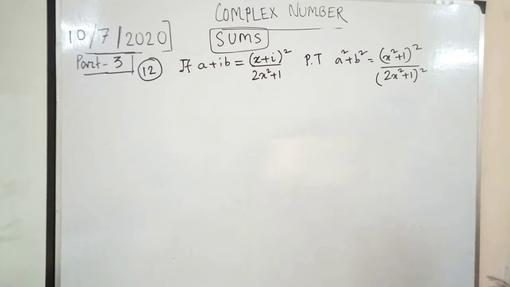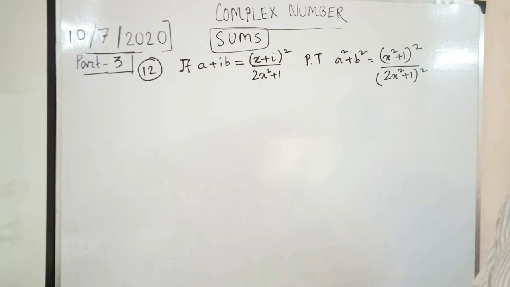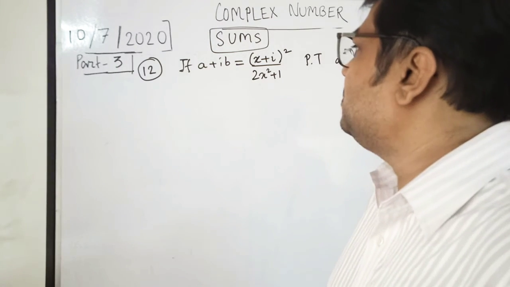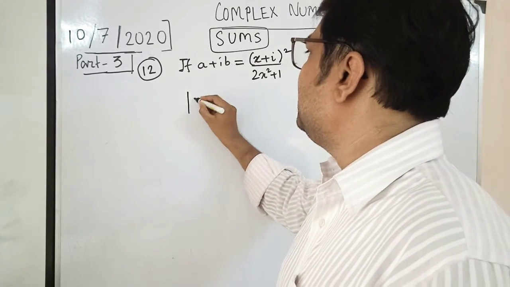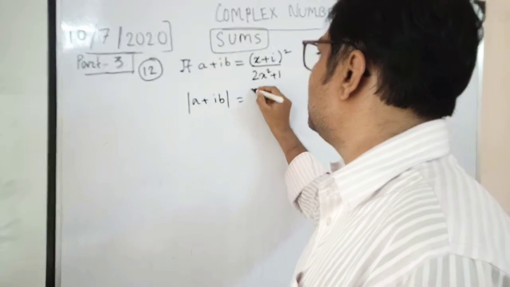So as I was telling you earlier, we can use the properties of modulus and the properties of the conjugate of a complex number. In that way the sums can be done much more easily and shortly. So what we do here, we quickly apply the property. So we mod both sides.